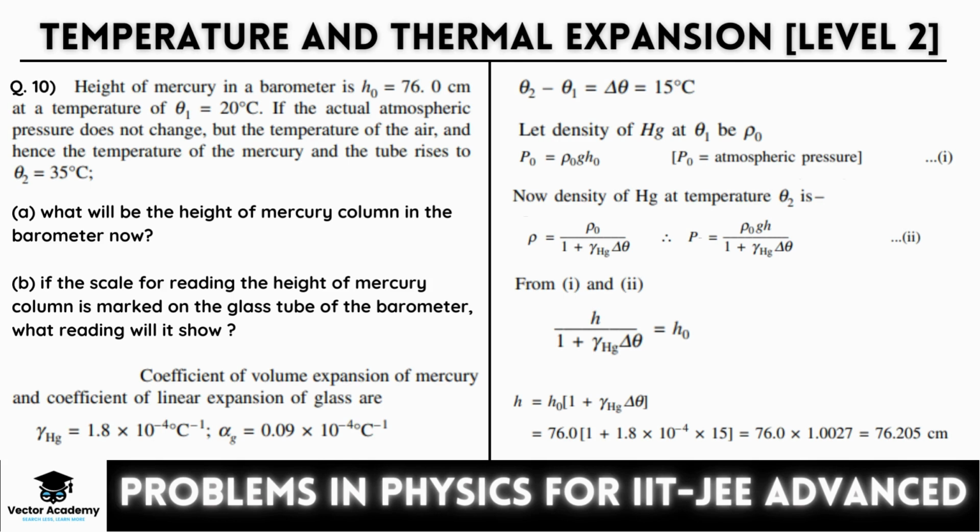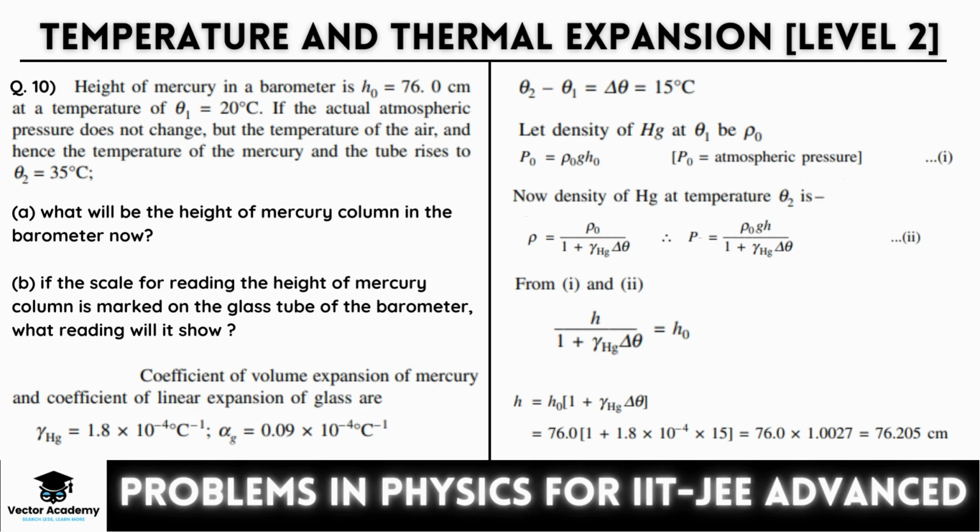Let density of mercury at θ1 be ρ0. Then, initial pressure, which is atmospheric pressure P0, equals ρ0 × g × initial height h0. Now density of mercury at temperature θ2 is ρ equals ρ0 divided by 1 plus gamma Hg into delta theta. Therefore, final pressure is given by P equals ρ0 × g × h divided by 1 plus gamma Hg into delta theta.